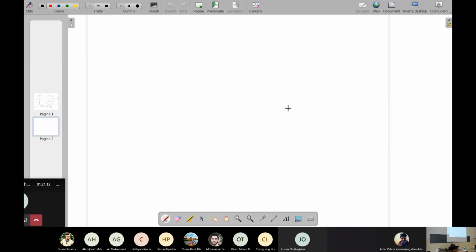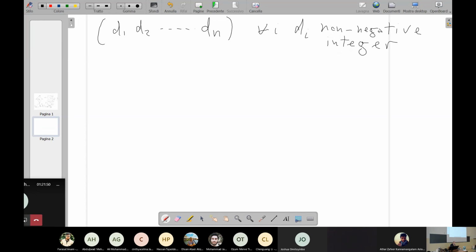Okay, now next exercise, the one I did not solve so far, and I'll solve it now. So, I have d1, d2, ..., dn, where for each i, di is a non-negative integer, and I also know that the sum for i from 1 to n of these numbers di is even.